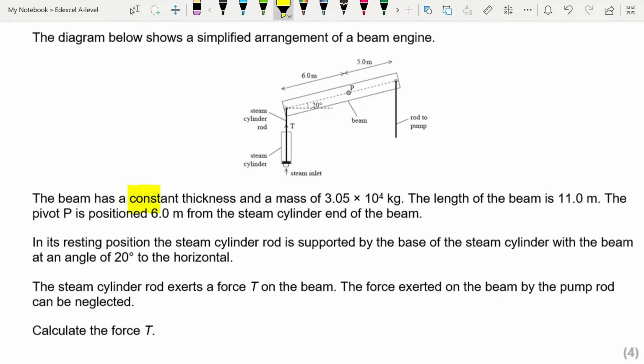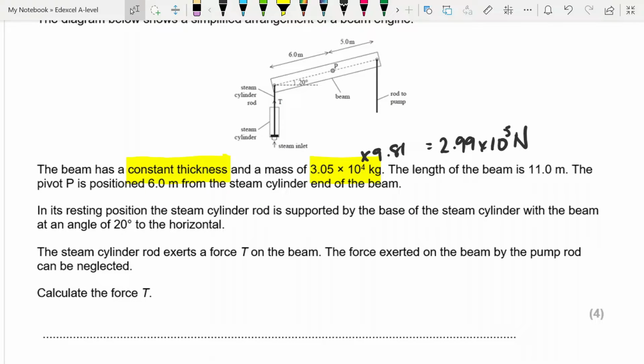First point to note is that constant thickness, so we know that it's uniform, which means that the center of gravity of this beam will be halfway along. Then we have its mass. And the first thing we can do is turn that mass into a force by multiplying that by 9.81. And so we'll do that straight away. That gives us a force of 2.99 times 10 to the 5 newtons. Then it tells us the length of the beam is 11 meters, so we know that that weight will be acting 5.5 meters from the end of the beam.